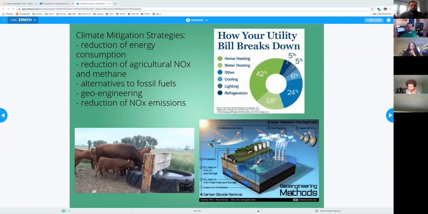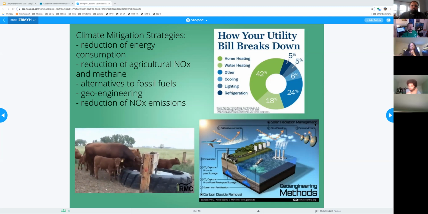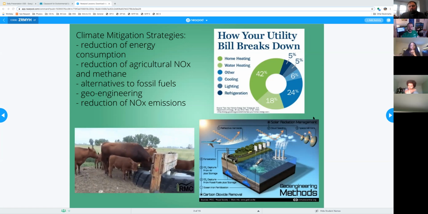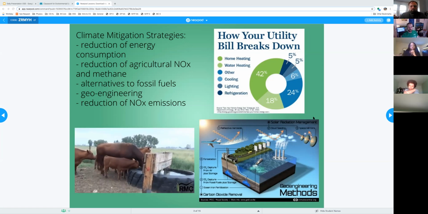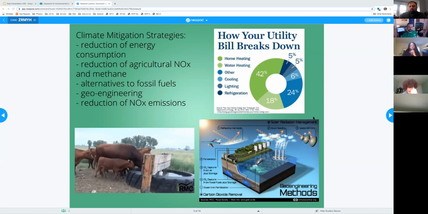But this summarizes really well a lot of different ways that geoengineering is done. These are real things. This is not just some sort of pipe dream. These are things that we could actually do, and some of them are already being worked on.